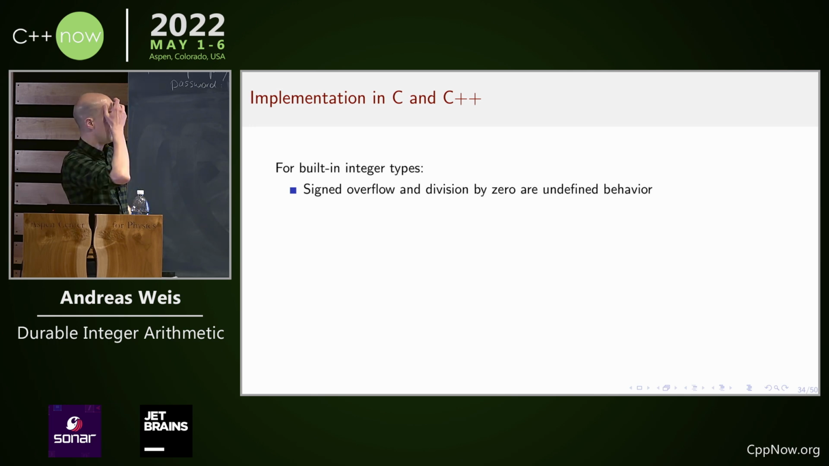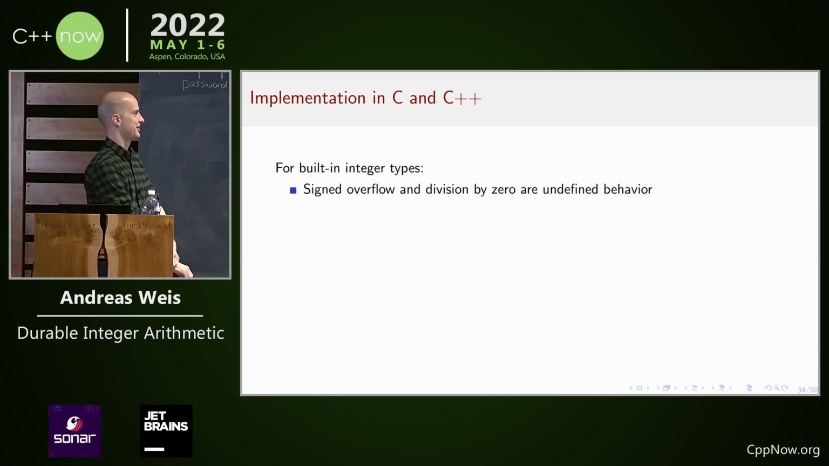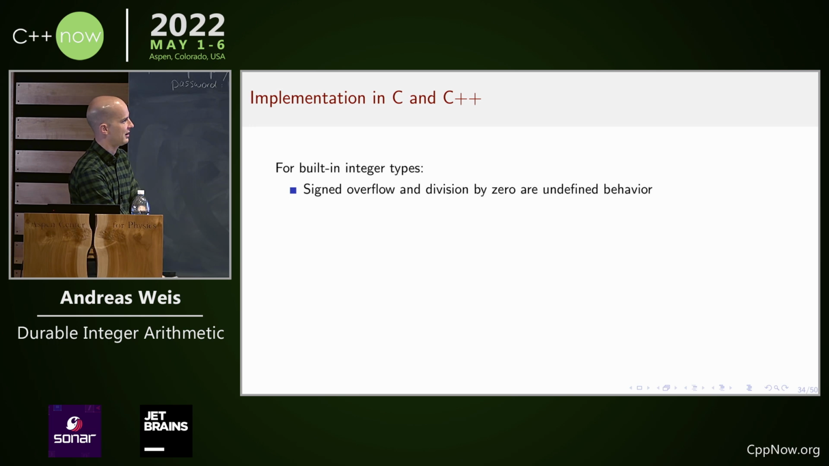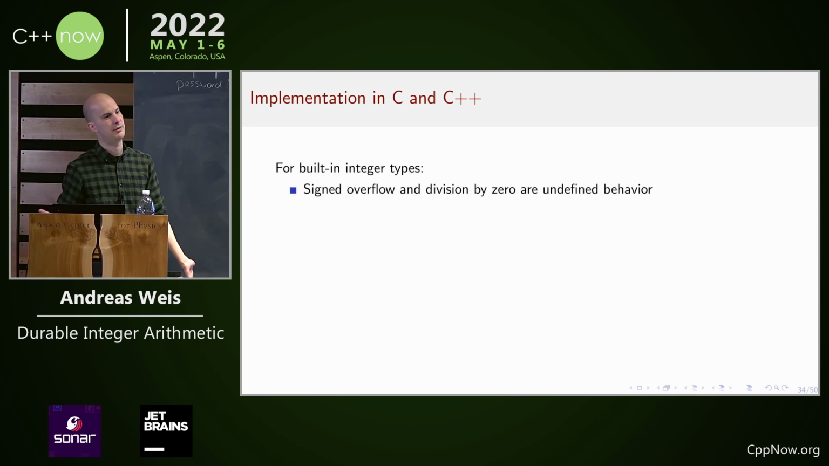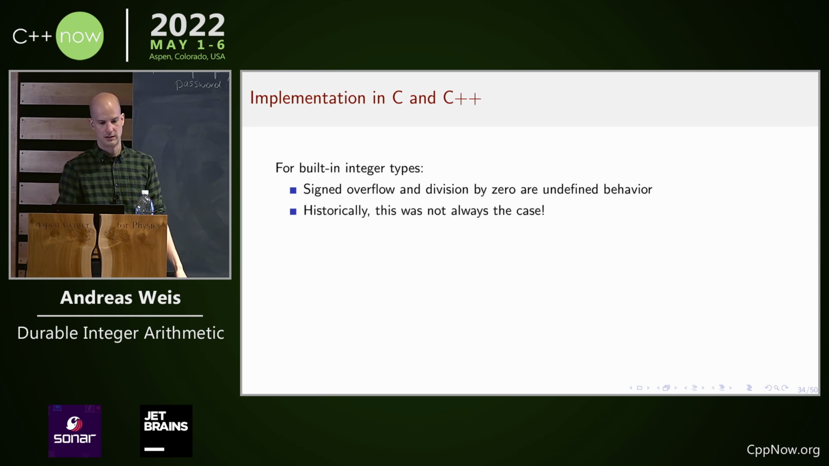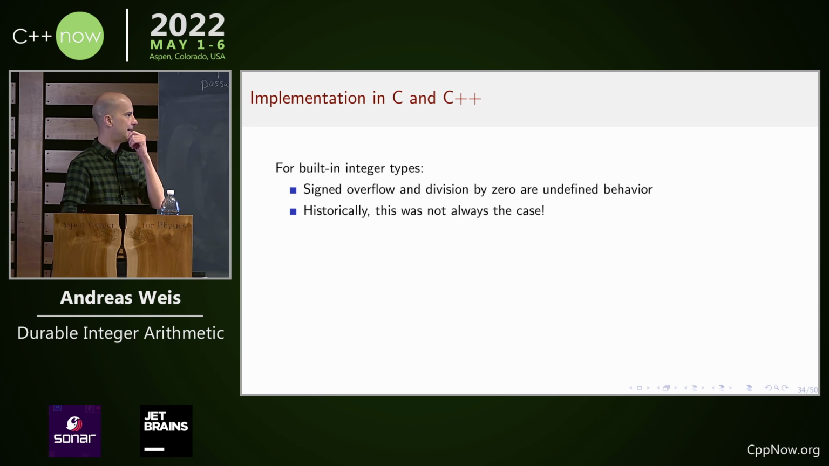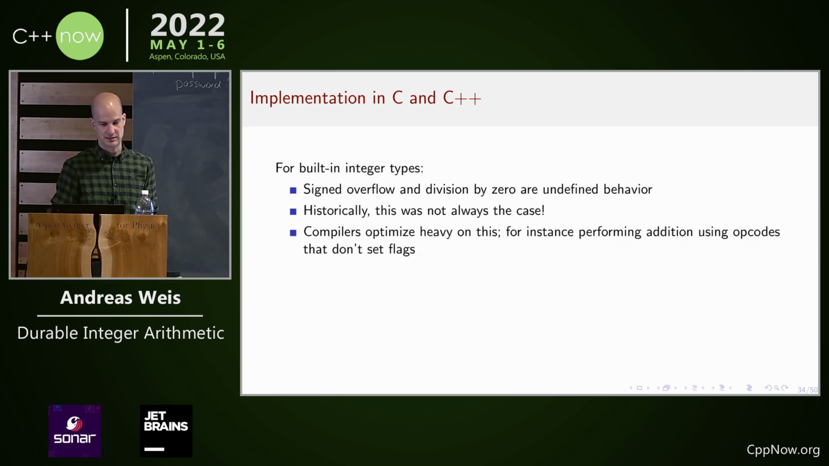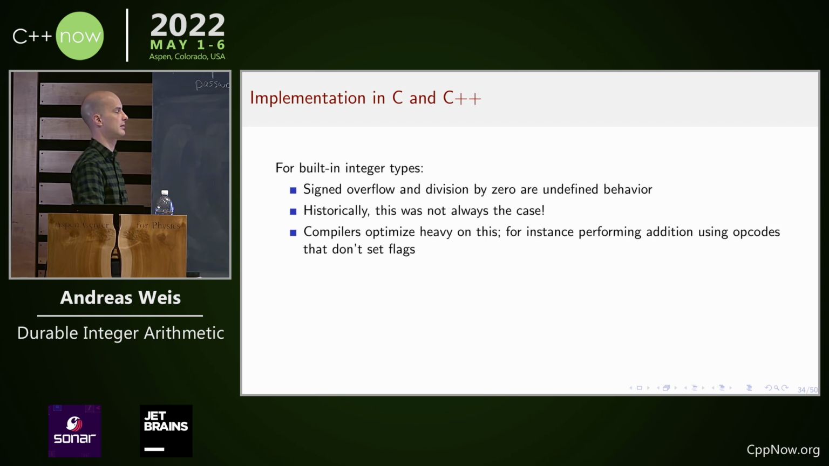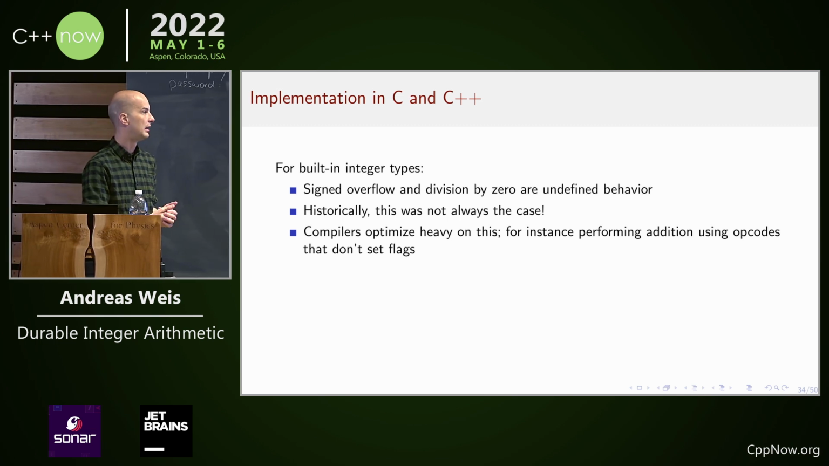So back to the real world. What do we have in C and C++? For built-in integer types, obviously, signed overflow and division by zero are undefined behavior, leading to all the problems that we already touched upon. As I said previously in the discussion with Timo, historically this was not the case, but at some point it just changed. And now we have these heavy compiler optimizations.